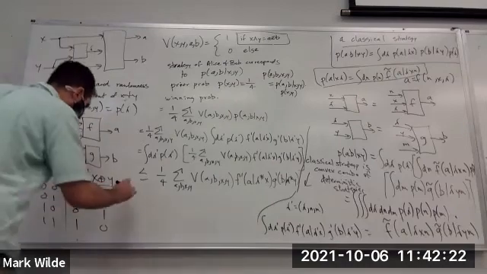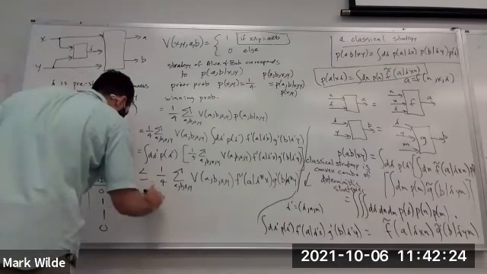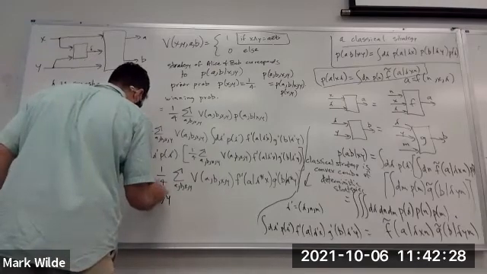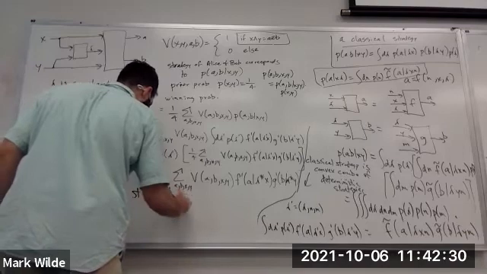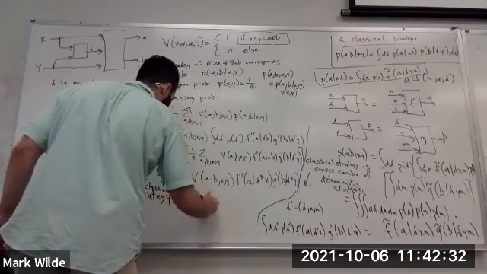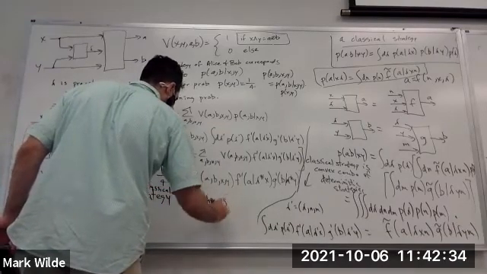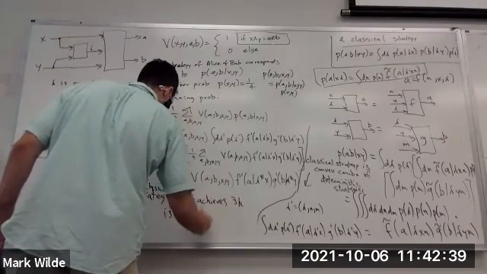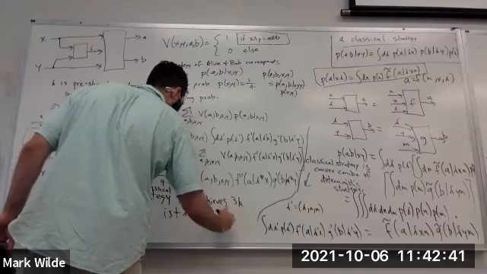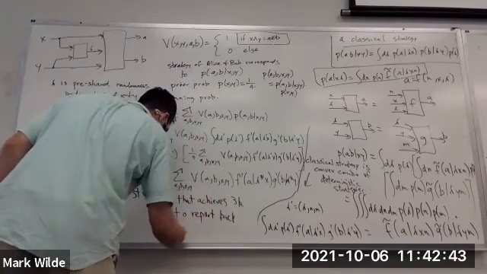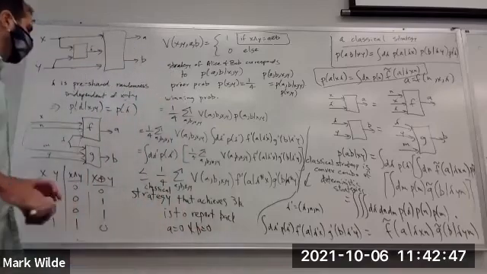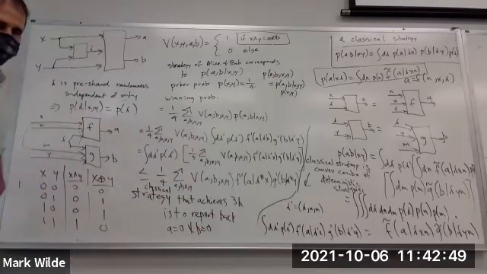So the classical strategy that achieves 3/4 is to report that A equals 0 and B equals 0 all the time. Right. So that's a classical strategy.